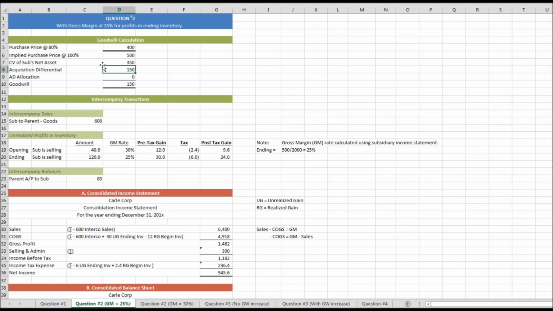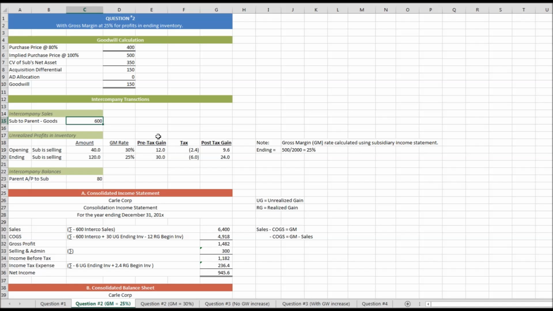Now there's no fair value excess in this question. It's 0, so we just get our goodwill value at 150, which is nice because we don't have to make a goodwill and acquisition differential amortization table, and we could just skip that step since there's no amortization. So now we're going to talk about intercompany transactions. There is an intercompany sale, unrealized profits in inventory, as well as intercompany balances. So first we're going to discuss intercompany sales. Simply enough, the sub sold to the parent goods that were $600.